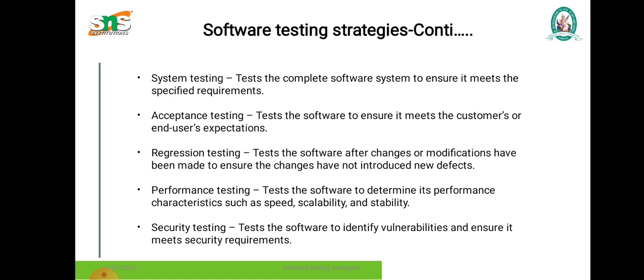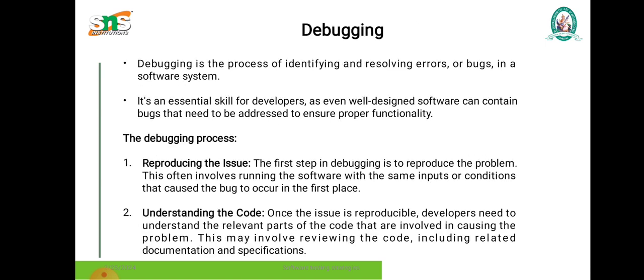Next one is regression testing. This tests the software after changes or modifications have been made to ensure the changes have not introduced new defects. Next is performance testing. This tests the software to determine its performance and characteristics such as speed, scalability, and stability. Next one is security testing. This tests the software to identify the vulnerabilities and ensure it meets security requirements. Next one is debugging. So this debugging is a process of identifying and resolving errors or bugs in the software system.